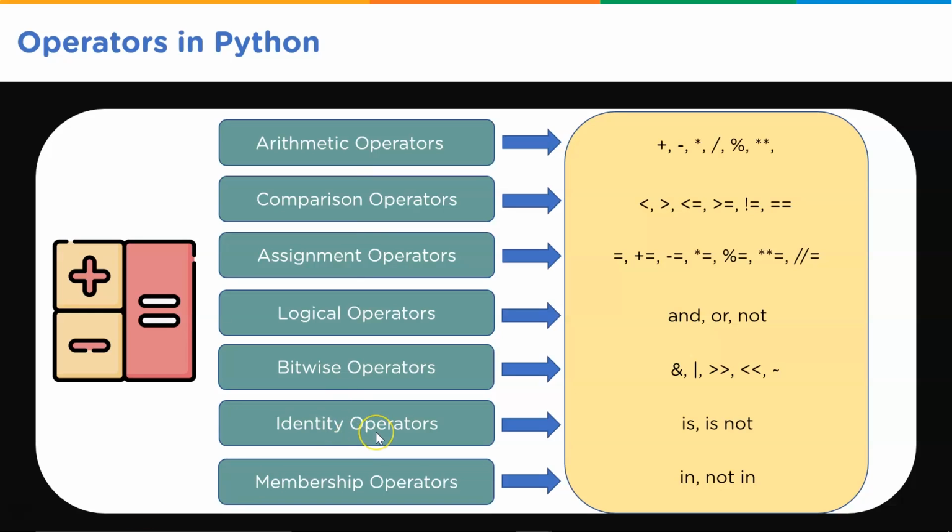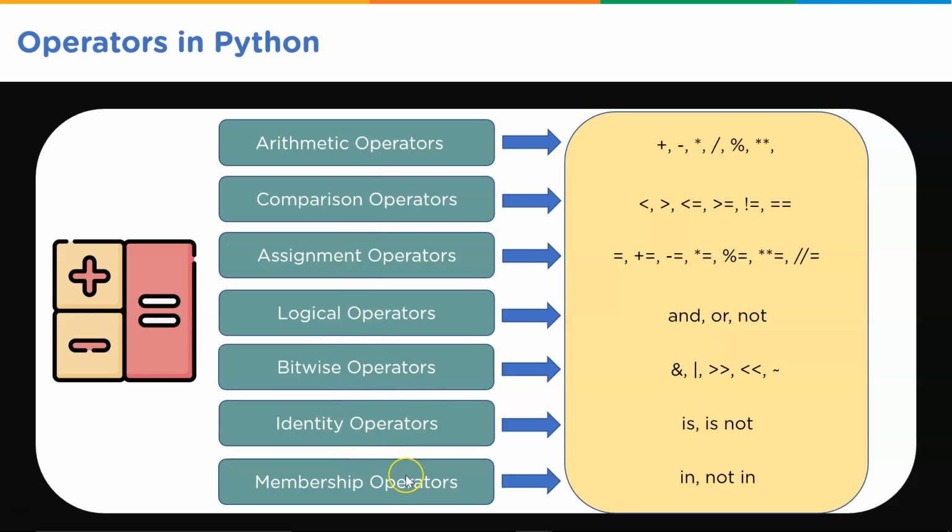Then we have identity operators. Identity operators are used to check if two values are located on the same part of the memory. Two variables that are equal does not imply that they are identical. We'll understand each of these operators in the demo session on the Jupyter Notebook.